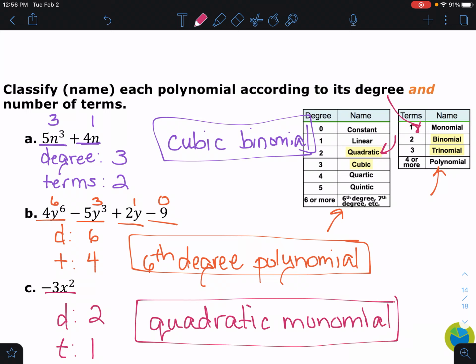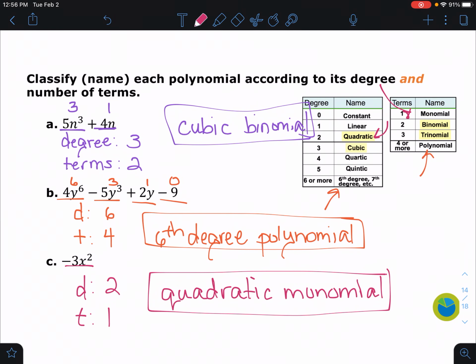Okay, and you've just classified those 3 polynomials, okay? And classifying is important because it tells us more about how it behaves. So this will be important as you get into higher level math. Okay, good.